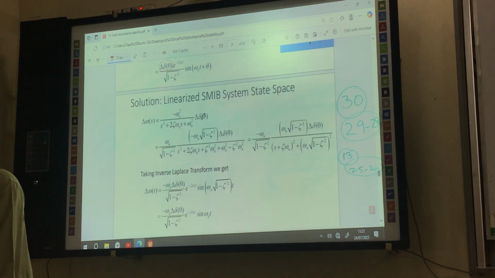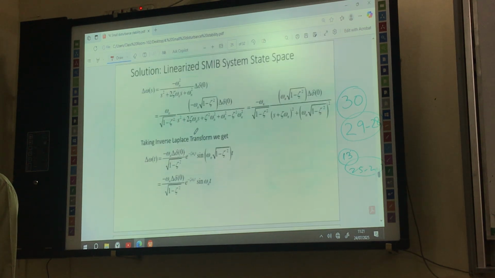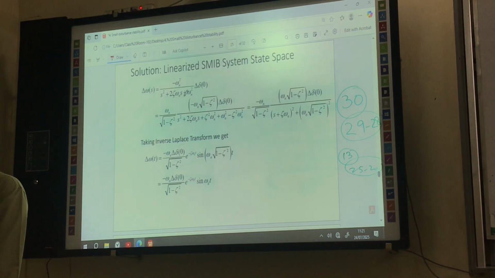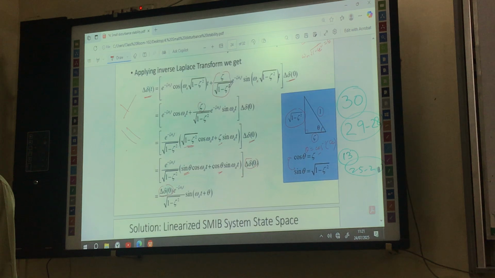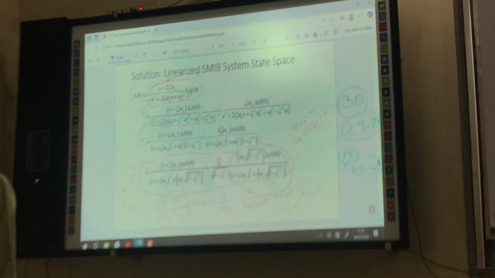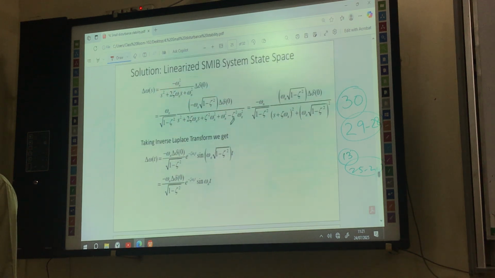Now let's go to the del omega of s part. So this is del omega of s. Again you have to rearrange this, but this should be easy because there is only one term. We have dealt with this type of term here as well. So you can easily deal with this term.